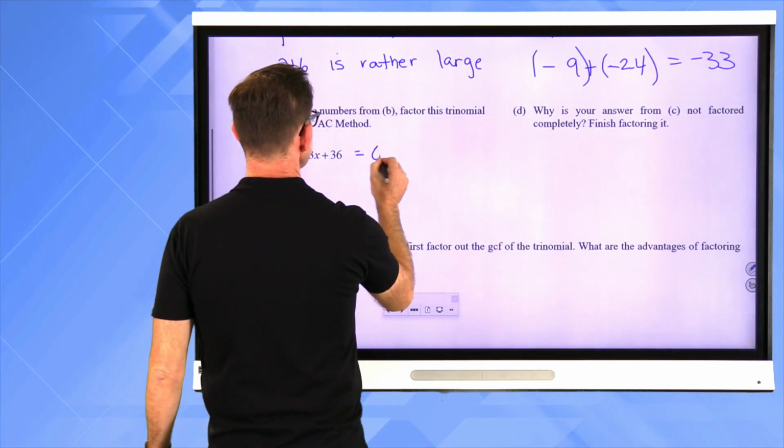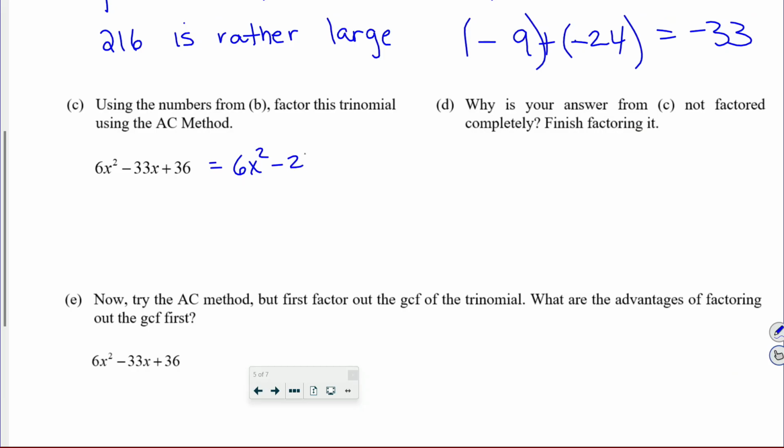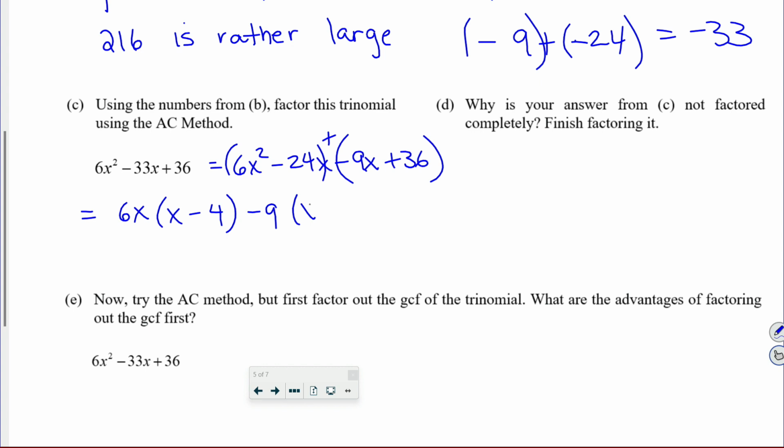Well, we can rewrite this as 6x squared minus 24x minus 9x plus 36. I can group it like this, put a plus there. The first two I can factor by taking a 6x out. That'll leave me with x minus 4. And the second one I can factor, remember I have to have that x minus 4, so I'm going to factor a negative 9 out, and that will leave me with x minus 4. And so all of this will be 6x minus 9 times x minus 4.